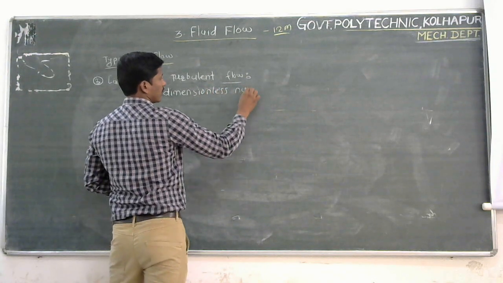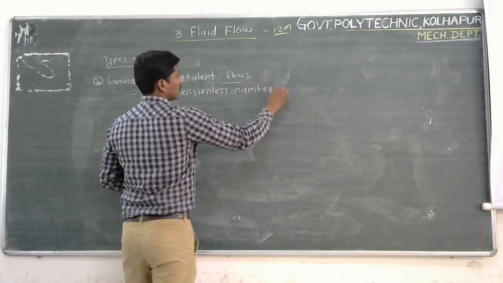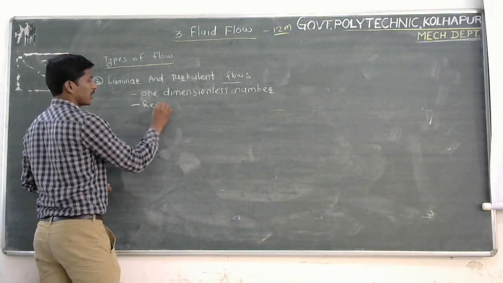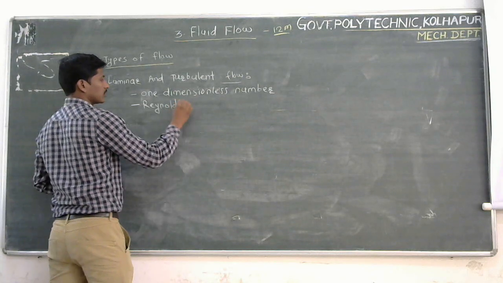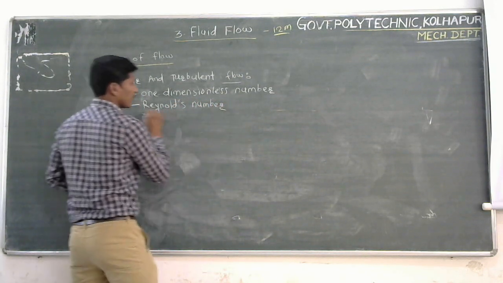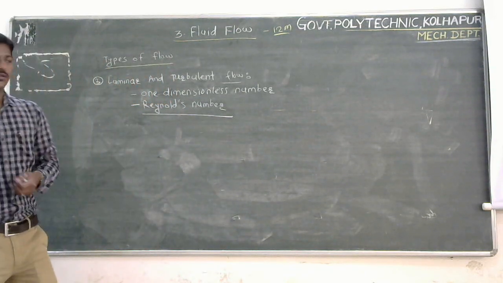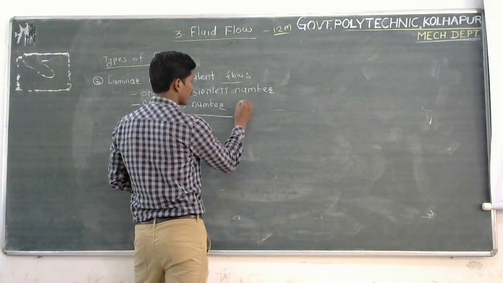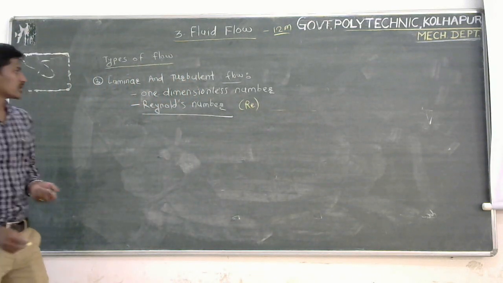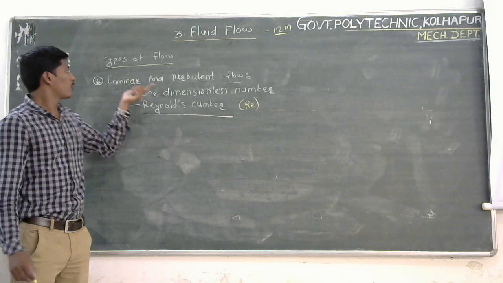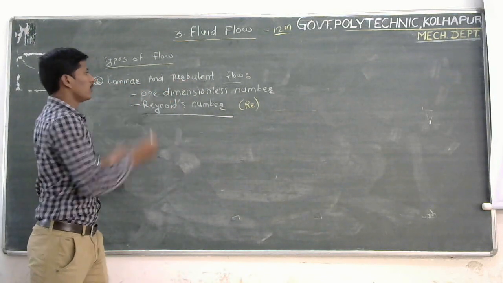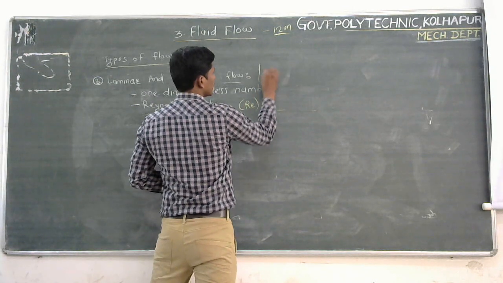Dimensionless number, and that is called the Reynolds number. We can represent the Reynolds number by the notation Re. So based on this Reynolds number, we can decide whether it is laminar flow, turbulent flow, or in between, and that flow is called transitional flow.